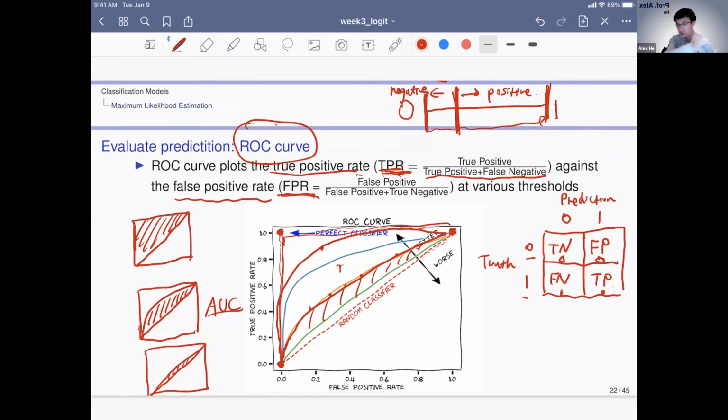So the threshold always moves. That gives you the curve, right? The curve is your prediction. It's not any given point. Yeah, got it. Thank you. Okay.